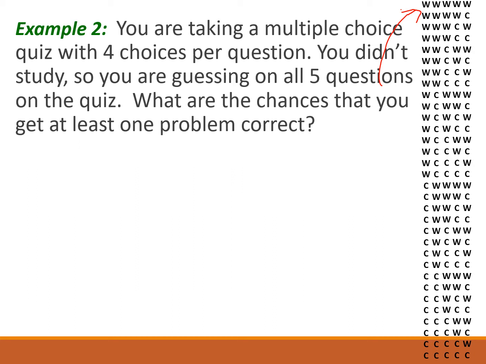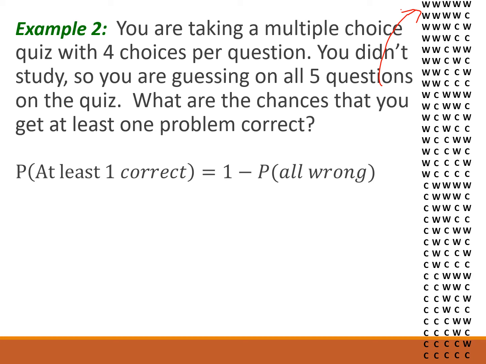All right, now obviously you don't want to have to go through the trouble of writing all those out, so instead we'll do this as a complement. The probability of getting at least one correct is 1 minus its complement, or 1 minus this very specific situation here where we get every problem wrong.